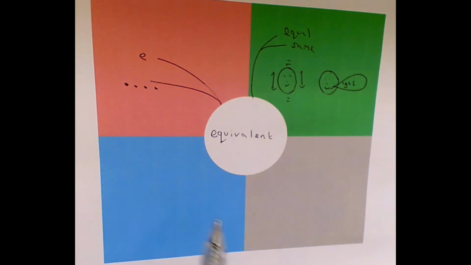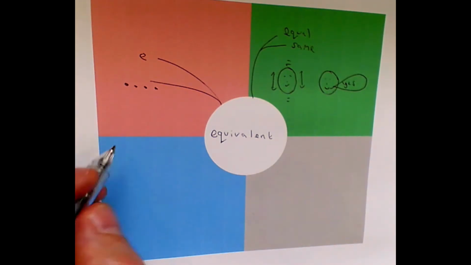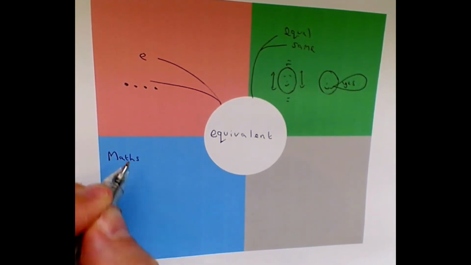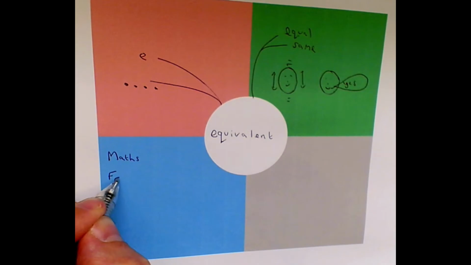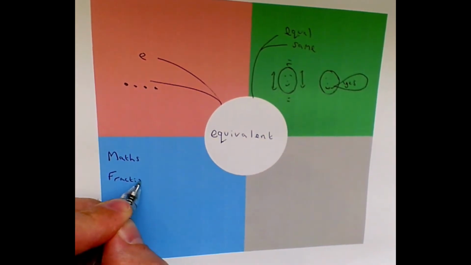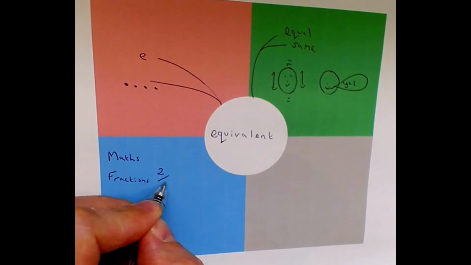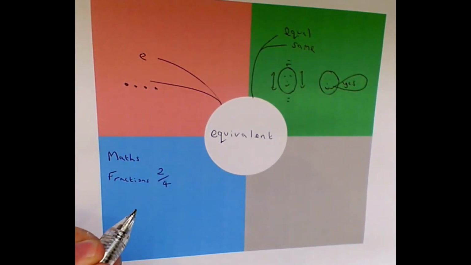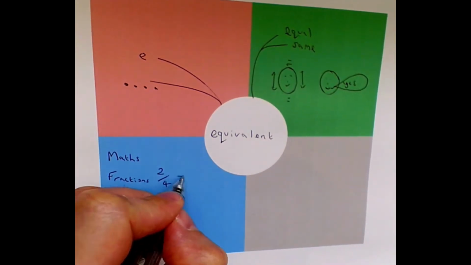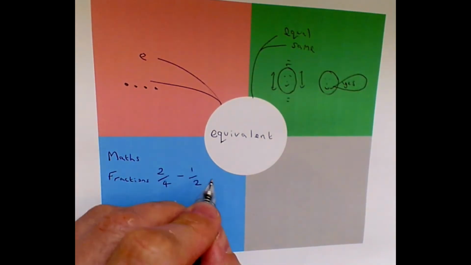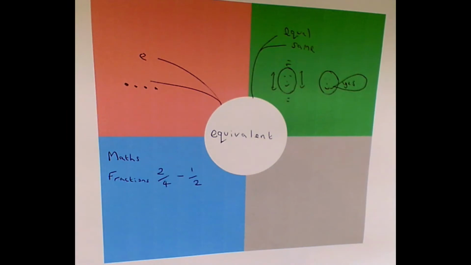Blue for when we use it. When do we use this word? Well, it would be used a lot in school, certainly in maths. It's used thinking about fractions. So a very simple example would be that 2/4 is the same as 1/2. They are equivalent.